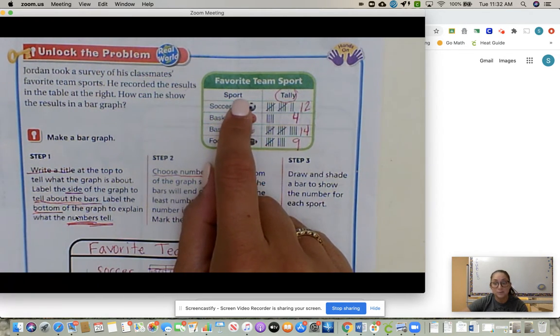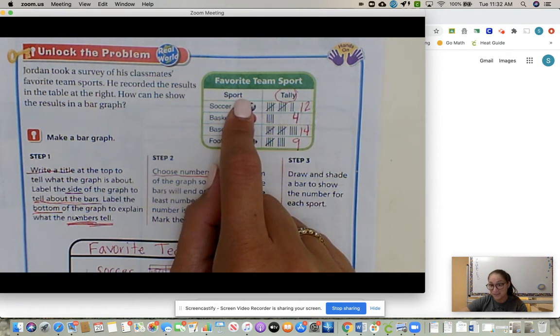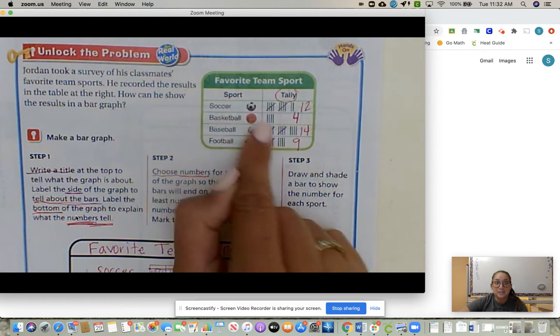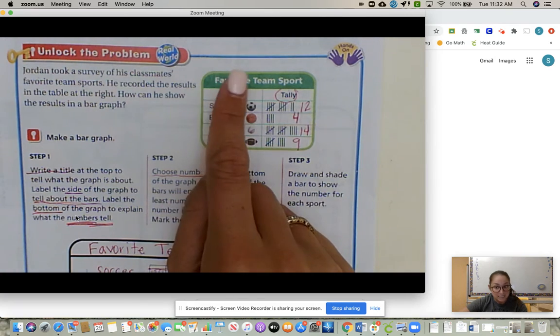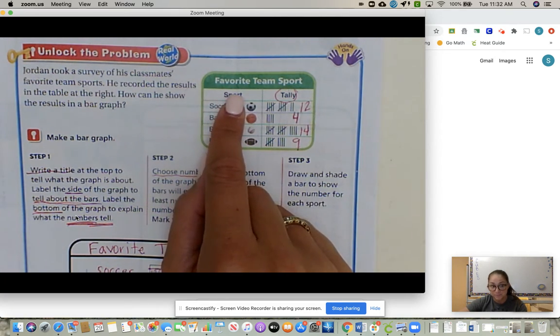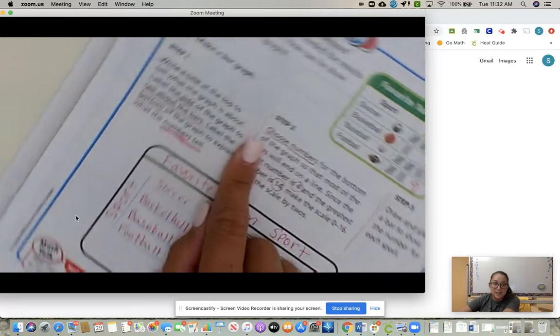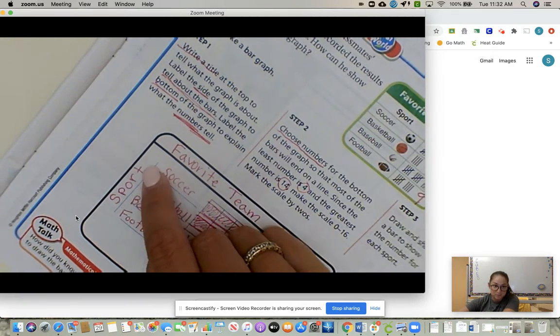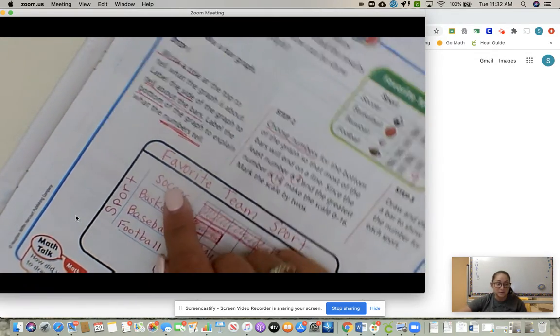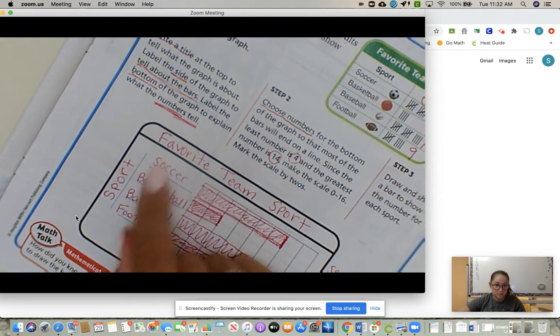This category is sport. Usually, like we did candy, when I surveyed you last week, I had you vote on your favorite candy. So if we were doing that chart, the category would be candy. But this category is sport. So on the side, you are going to write sport. Then you are going to just write these same sports in order. Soccer, basketball, baseball, football.